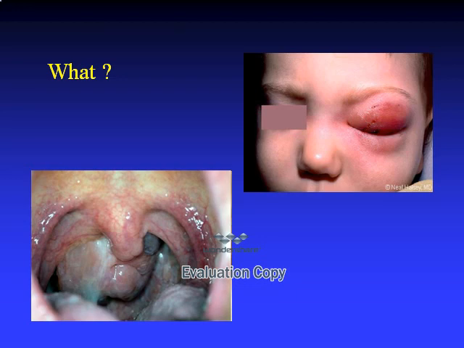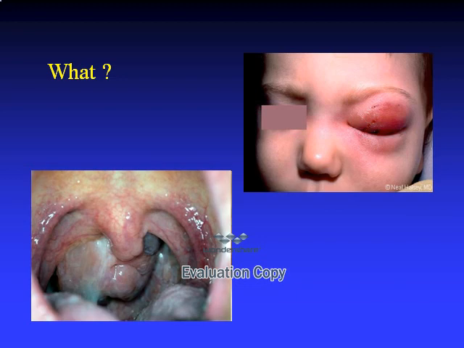This may be a complication of endoscopic sinus surgery, or a complication of sinusitis. Orbital complication in the form of orbital cellulitis. What can we see in the left picture? Yes, this is oropharyngeal examination by inspection.